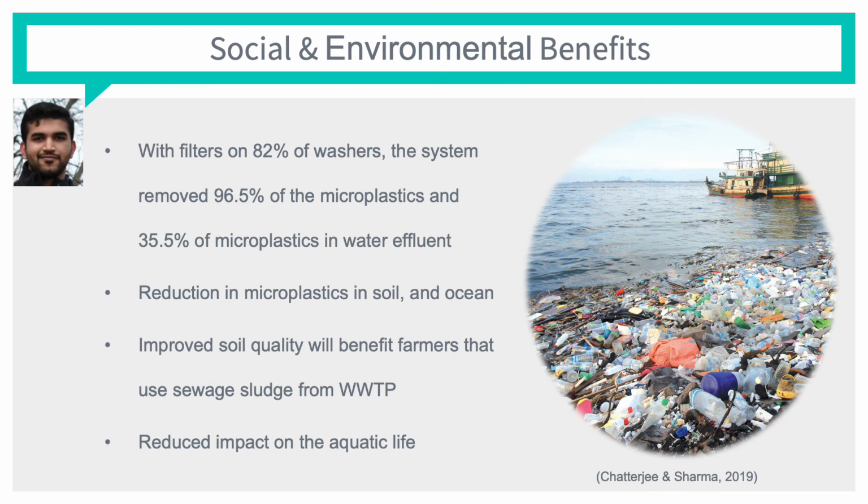With filters on 82% of washers, the system removed 96.5% of the microplastics in the sludge, while also reducing the microplastics in the water effluent by 35.5%. This will significantly reduce the amount of microplastics that end up in the agricultural soil and the ocean. This will also result in better soil quality, which may improve the quality of the crop yields and benefit the farmers that use the sludge from the wastewater treatment plants. Also, the reduction in microplastic pollution in the ocean will reduce the impact on the aquatic life.